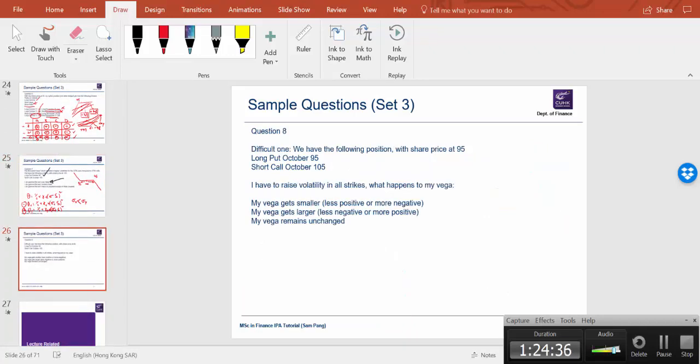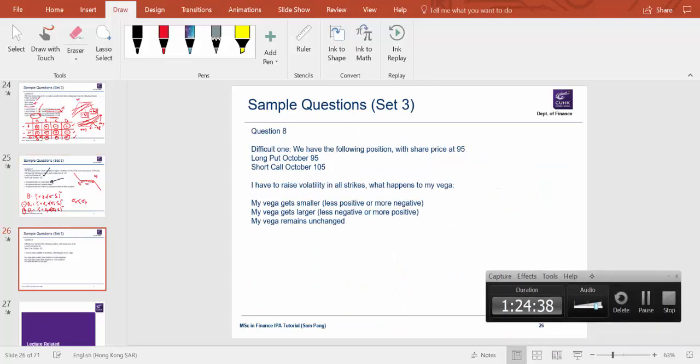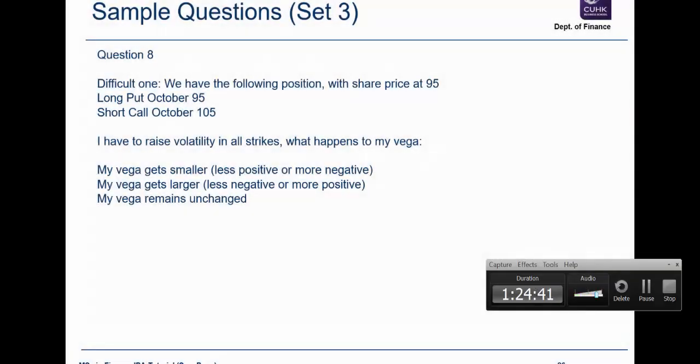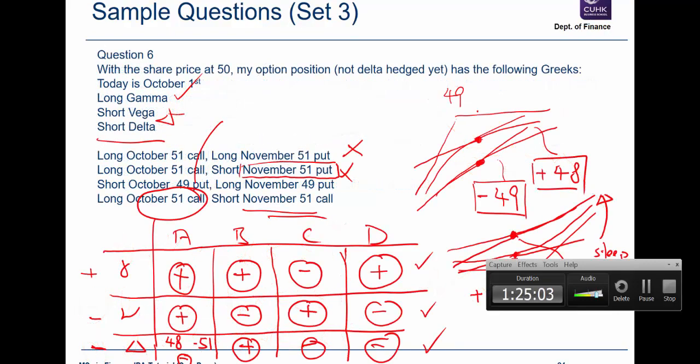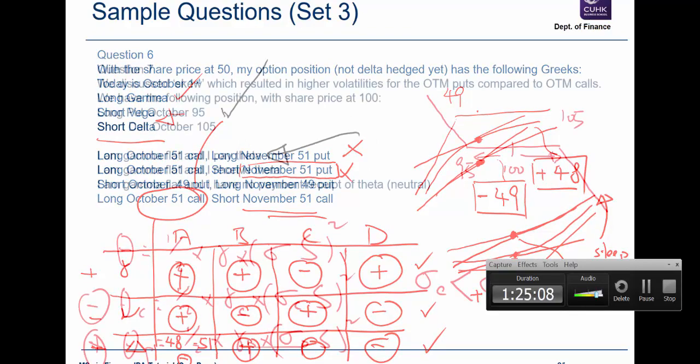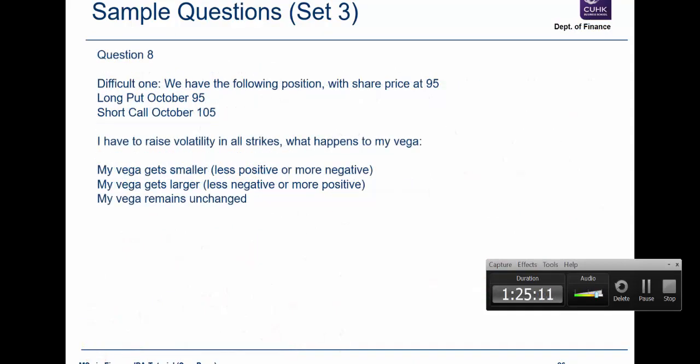Now let me tackle question number 8. Difficult one. It's not actually difficult. I don't think that's the most difficult question. I find the difficult ones are something like this, when I have to figure out every single box and how it works. Now, this one, we have the following position.